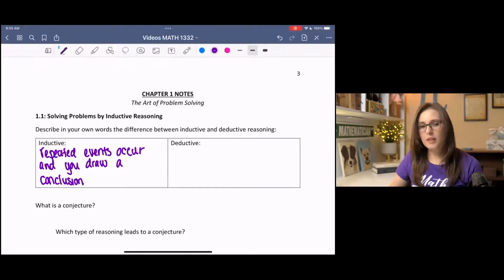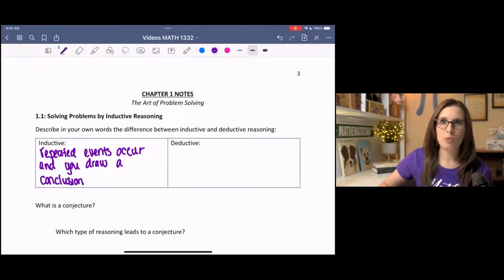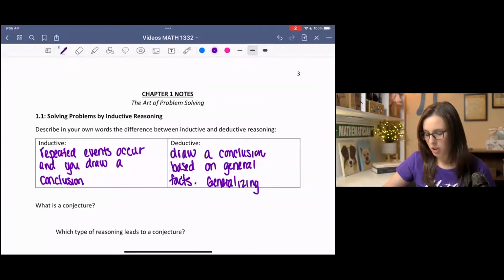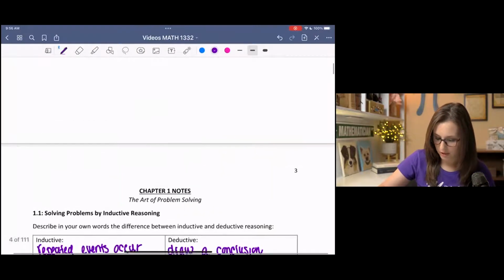And then deductive reasoning is based more on generalizing, or if you draw a conclusion based on general facts, then you've used deductive reasoning. You might also draw a conclusion based on specific examples for deductive reasoning.